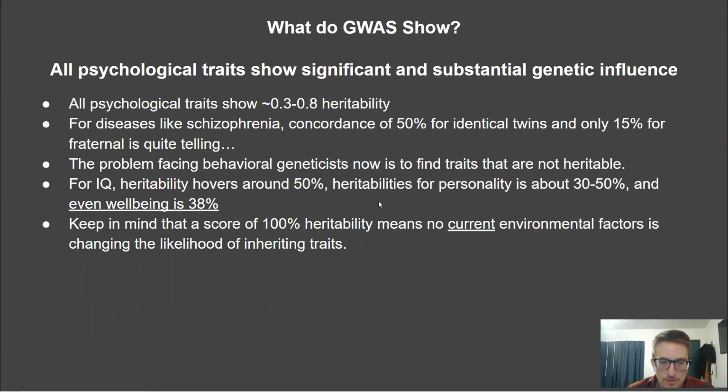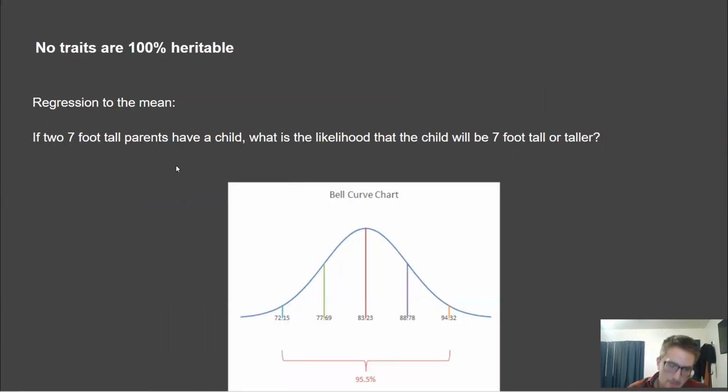Even more hard metrics to measure, such as IQ, hover around 50% heritable, and personality 30 to 50%, and even really environmentally dependent measures like well-being are coming in at 38%. So the takeaway, and just to remind you, a score of 100% heritability means no current environmental factors are changing the likelihood of inheriting this trait or this gene. Which takes me to the next slide. No traits are really 100% heritable.